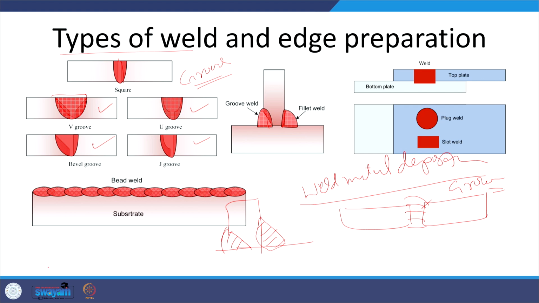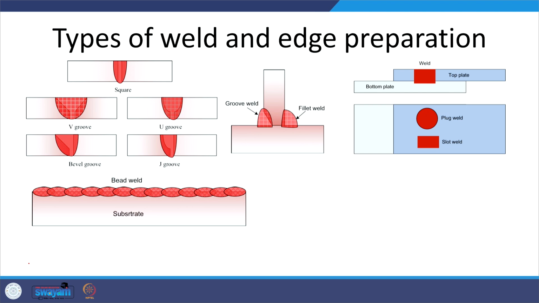So, if we prepare a groove and then it is filled in, then it is groove weld, and if there is no edge preparation, then it is fillet weld. Then the weld metal can also be deposited over a simple plane surface like this. This is called the bead weld, where just a little bit of melting is realized for good metallurgical bond.